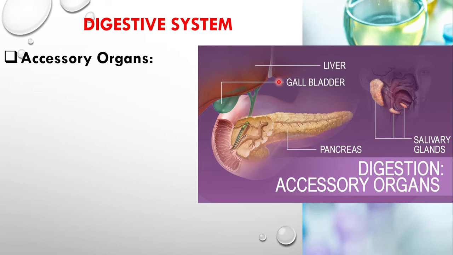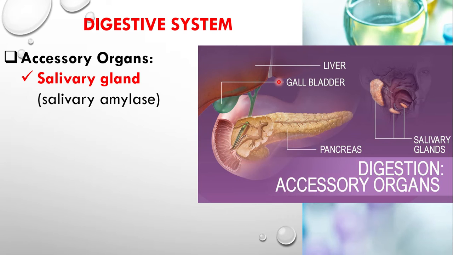So we also have accessory organs in the digestive system. What are accessory organs? These are organs that help in doing the function of the digestive system. Okay? It includes the salivary gland, which produces saliva when we chew.